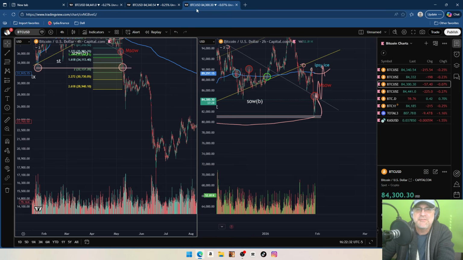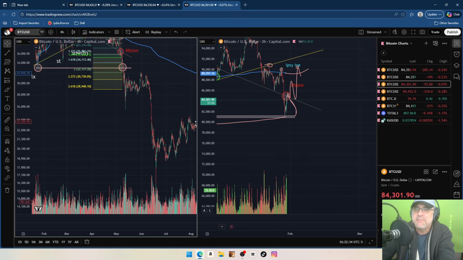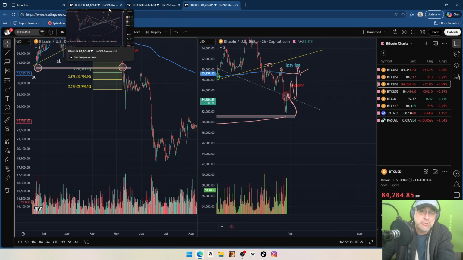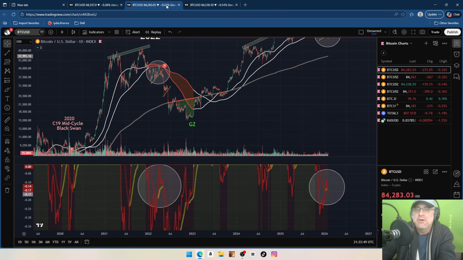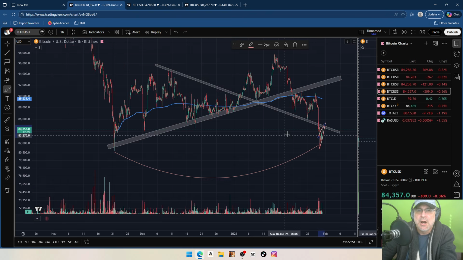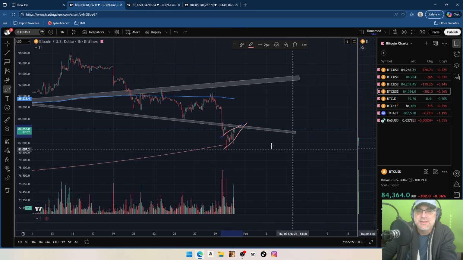That's just further confirmation that we could be gearing up for another redistribution. Like I said, if we do get the redistribution, then we'll look to the next consolidation somewhere between 75,000 to 77,000. Again, if we are unable to retake this line here.